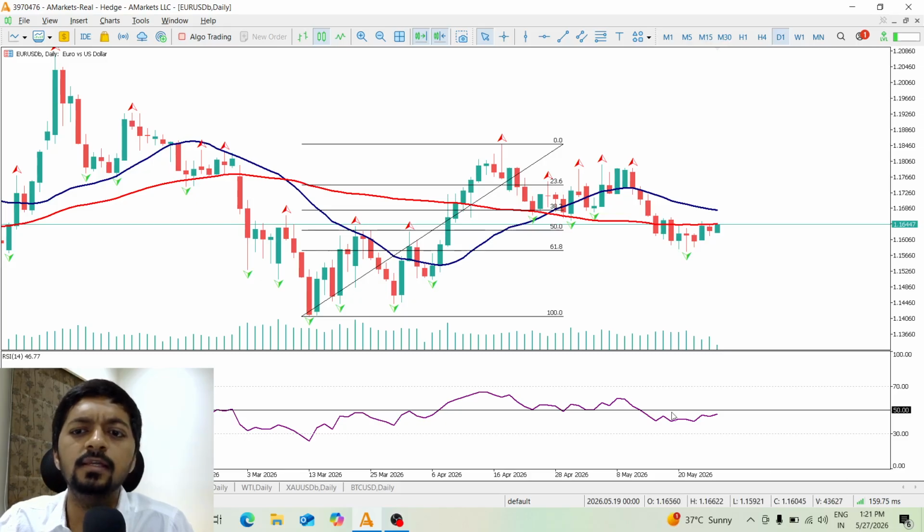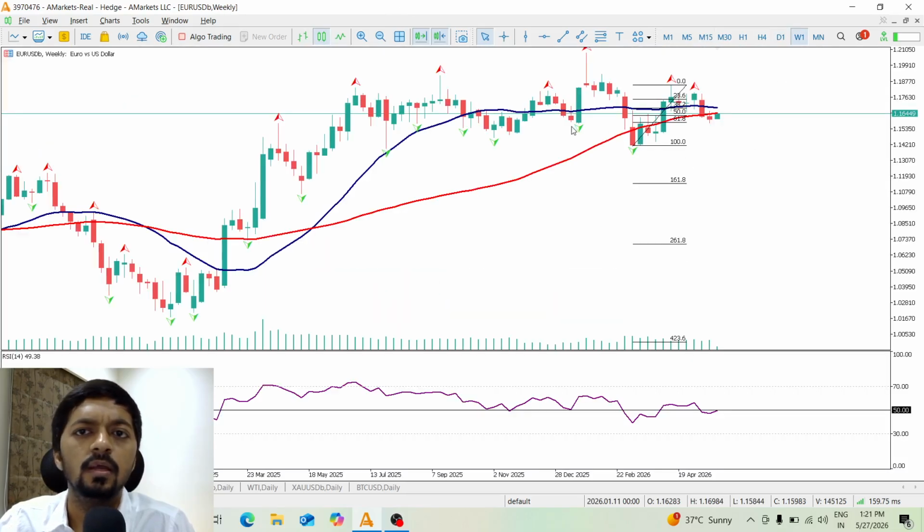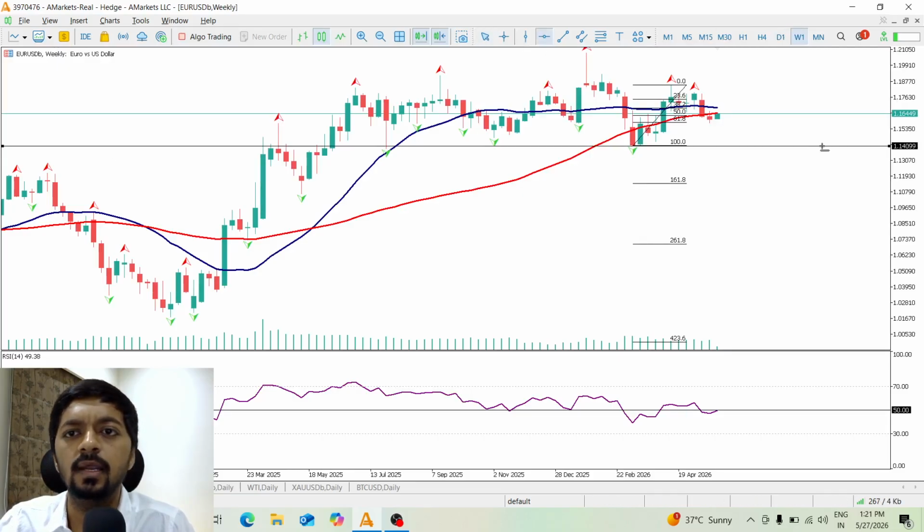If we look at the RSI, it is still trading below the 50 line, which indicates that the short to medium term trend is supporting this downward trend. And if you look at the long-term trend, it is still sideways to bullish. If we see this on the weekly scale, this higher swing is still intact. So we can say that the long-term trend is still intact on the buying side.